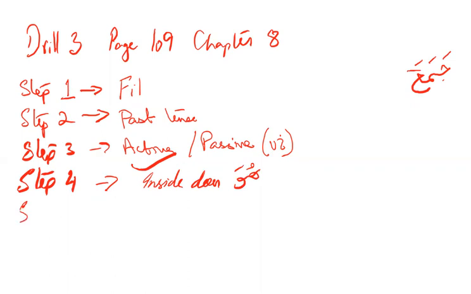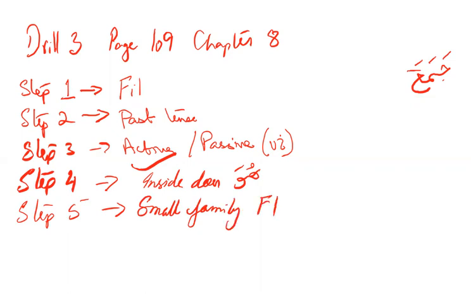And step 5, is this a small family or a big family? Small family. Yes, small family, only 3 letters, so this is the small family. So it is F1, right? Okay. So now we have to make this into passive. So what will we do? The combination that we need is U-I, right?